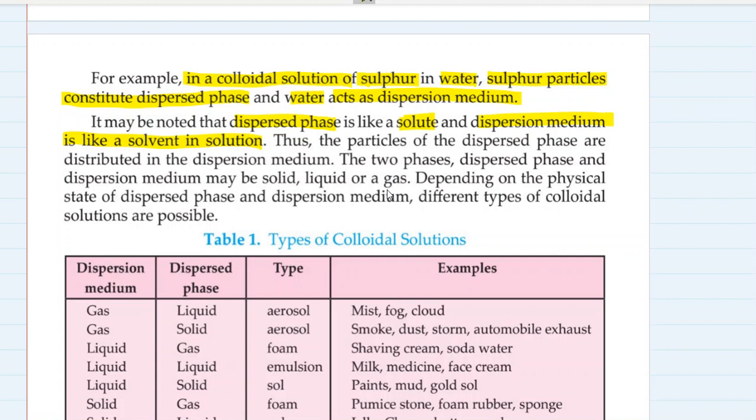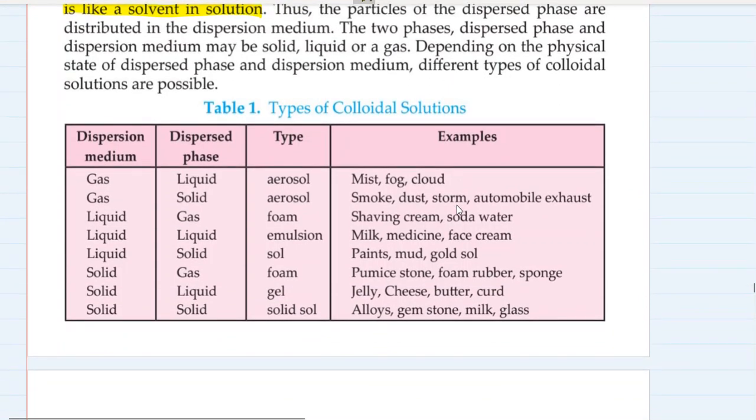The two phases, dispersed phase and dispersion medium, may be solid, liquid or gas, depending on the physical state of dispersed phase and dispersion medium. Different types of colloidal solutions are possible. If the dispersion medium is gas and dispersed phase is liquid, that is, if liquid particles are dispersed in gas, the type of colloidal solution is called aerosol, and the examples are mist, fog and cloud.